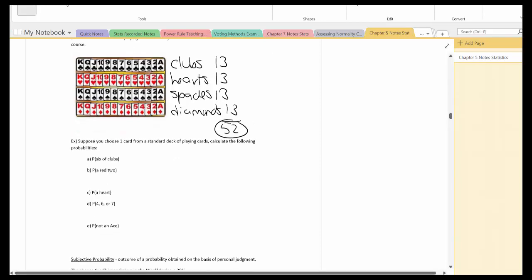Okay, so suppose one card is chosen from a standard deck of playing cards. Calculate the following probabilities. What's the probability that you'll select a 6 of clubs? Well, there is 1 6 of clubs out of 52. What's the probability of a red 2? That's the same thing as what? A 2 of hearts or 2 of diamonds. So again, that'll be 1 out of 52 plus 1 out of 52. That is 2 out of 52, which is 1 out of 26.